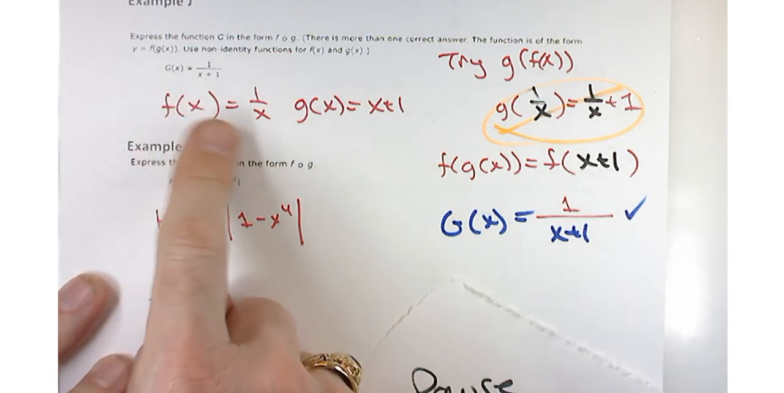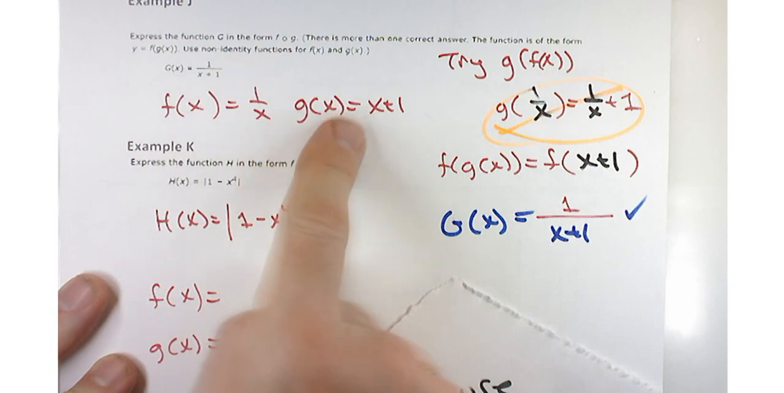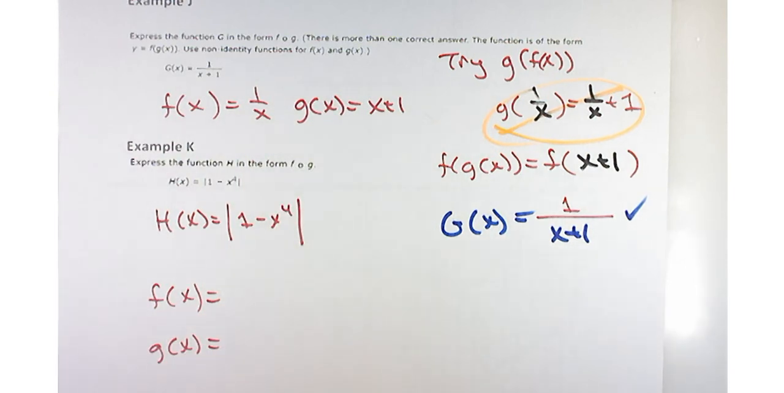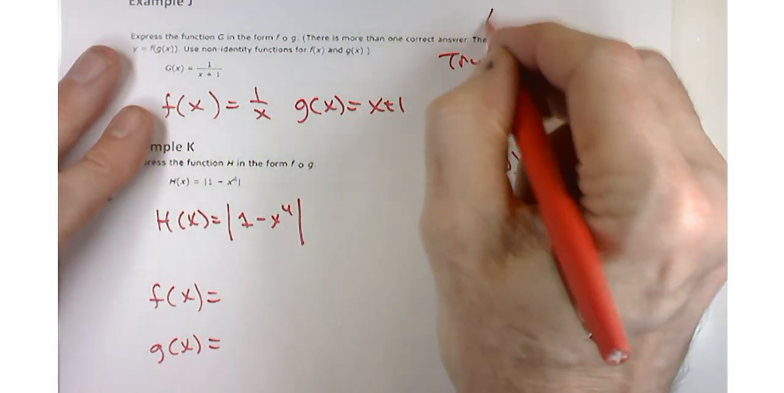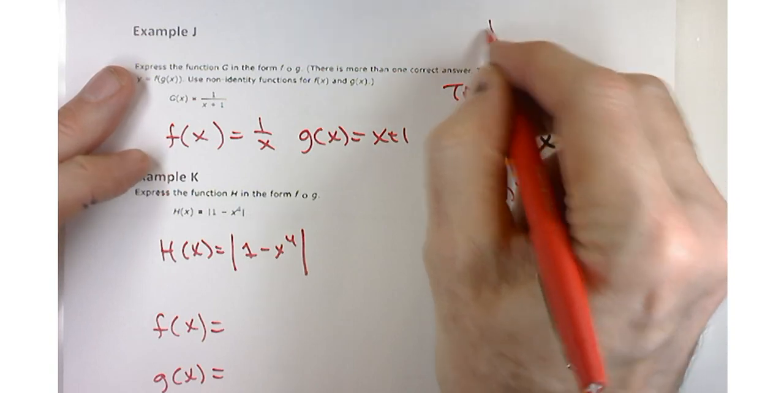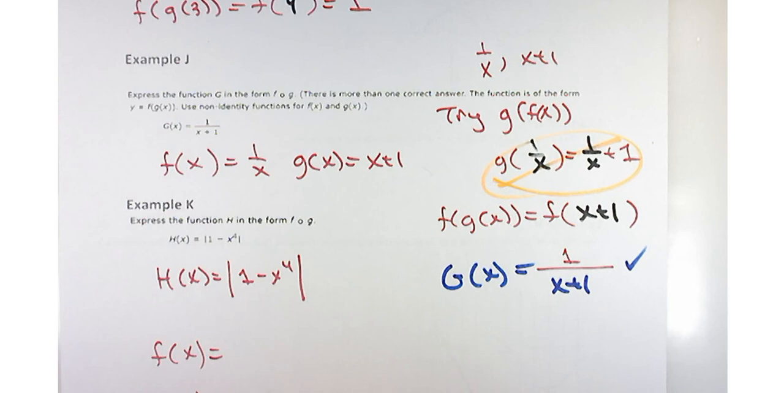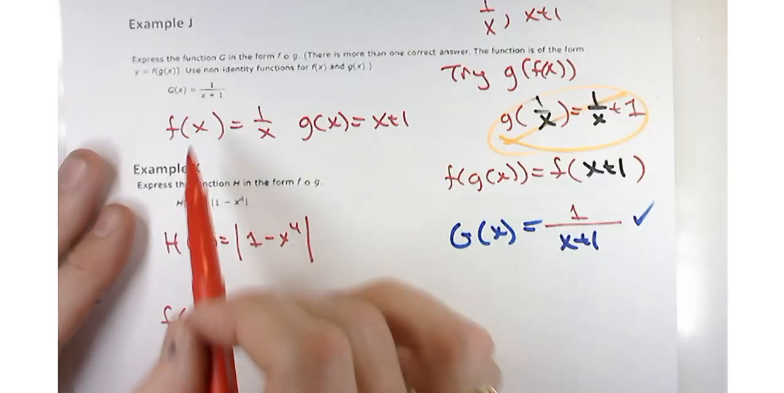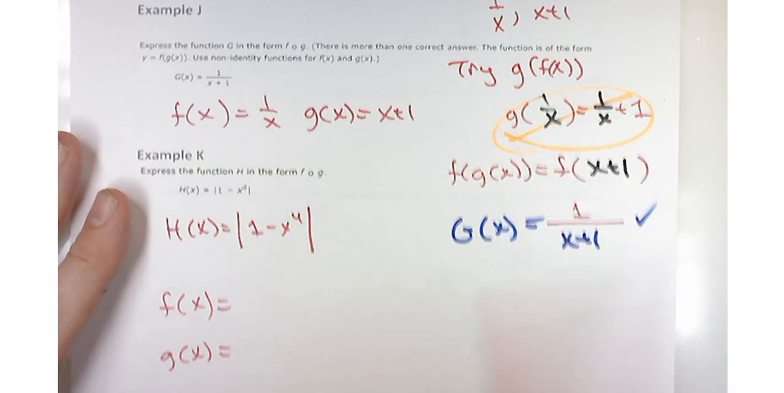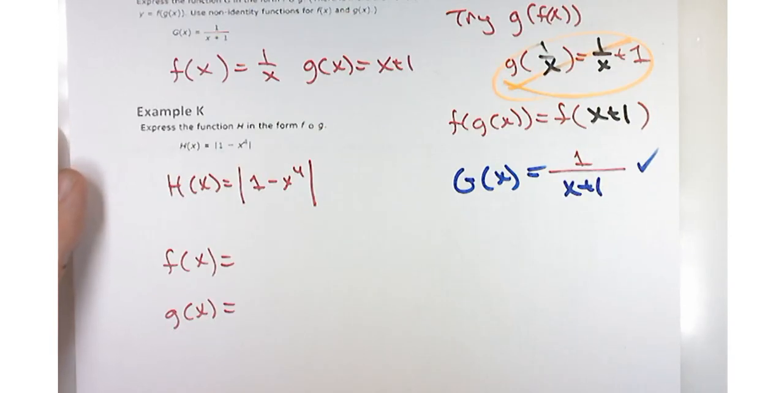Your answer on WebAssign, you might be typing in like this. You might also type in 1 over x comma x plus 1. You might just list the functions separated by a comma, but you do have to list them in the right order or understand which order to compose them to get the right function.